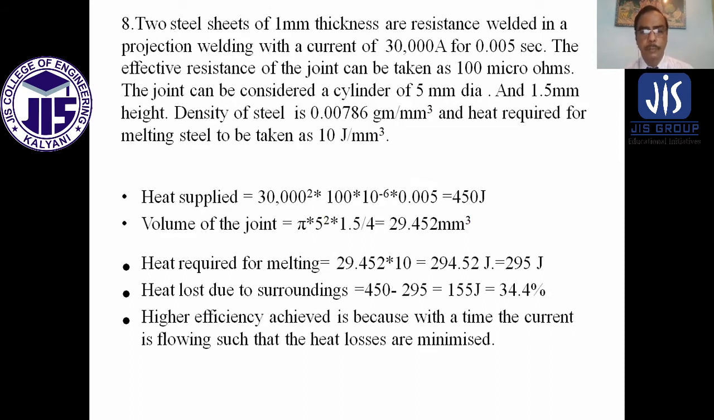Question number 8. Two steel sheets of 1 millimeter thickness are resistance welded in a projection welding with a current of 30,000 ampere for 0.005 second. The effective resistance of the joint can be taken as 100 microohms. The joint can be considered a cylinder of 5 millimeter diameter and 1.5 millimeter height. Density of steel is 0.00786 gram per millimeter cube, and heat required for melting steel is to be taken as 10 joule per millimeter cube.